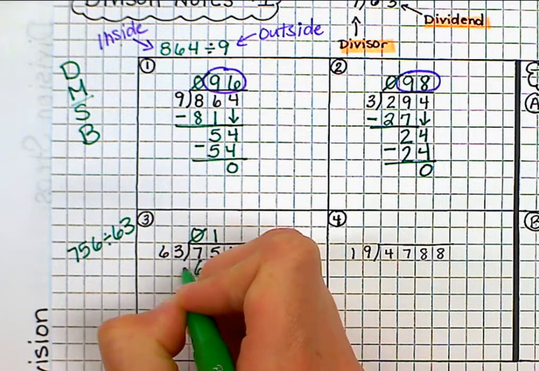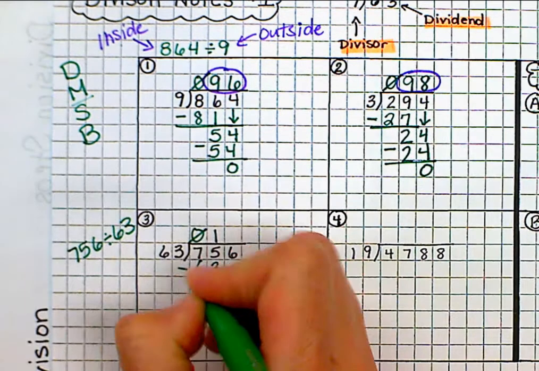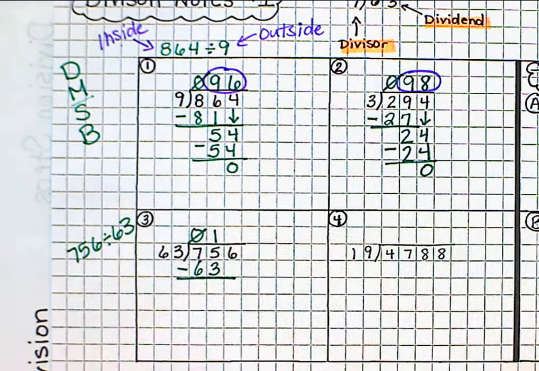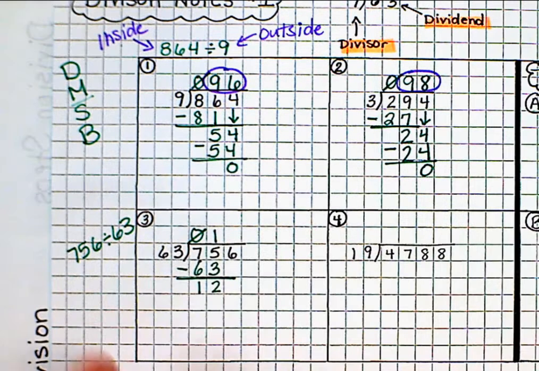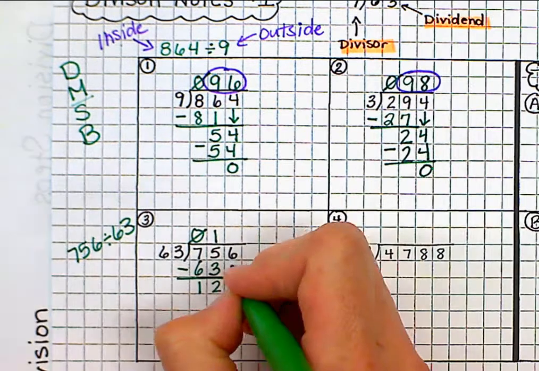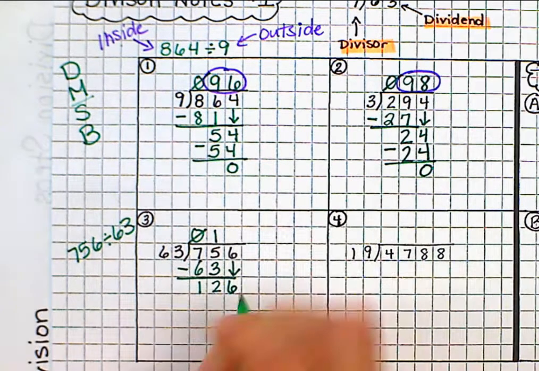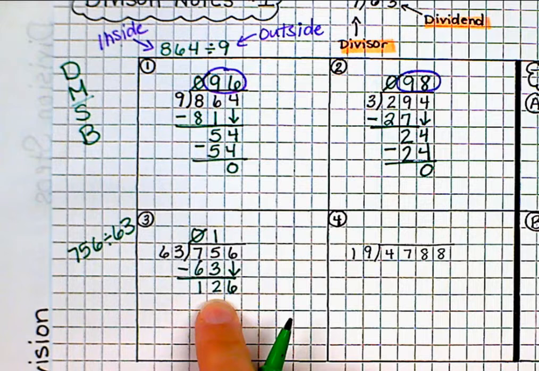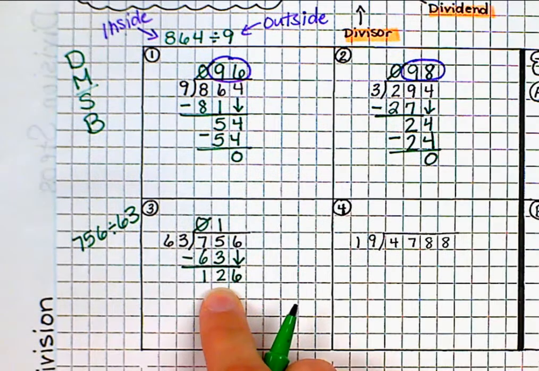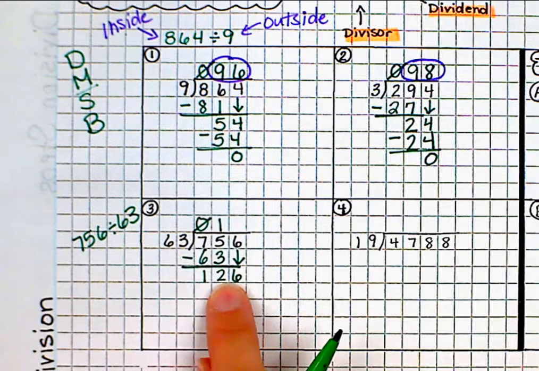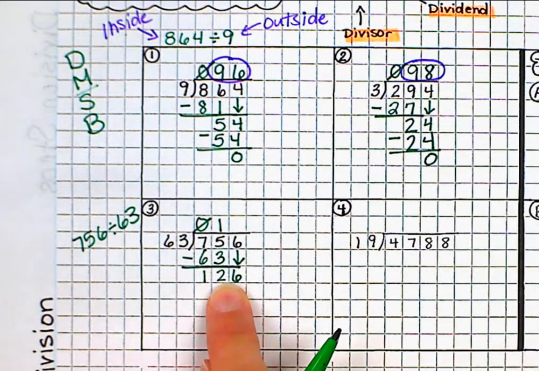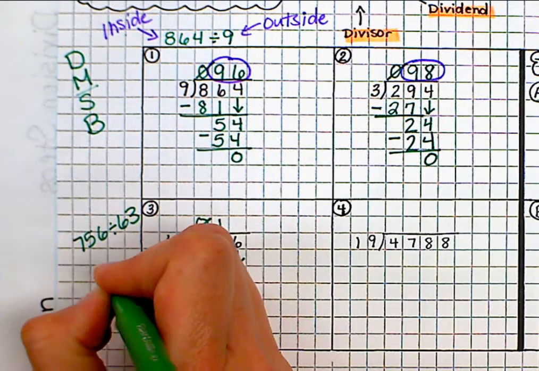Then we're on to S, we're going to subtract. So 75 minus 63 gives us 12. B, burgers, bring down your 6. Does it go into 126? Well, we talked about the last problem that if I did this twice, it would be up in the 100s. Well, this number is in the 100s, so let's check. Let's do 63 times 2.